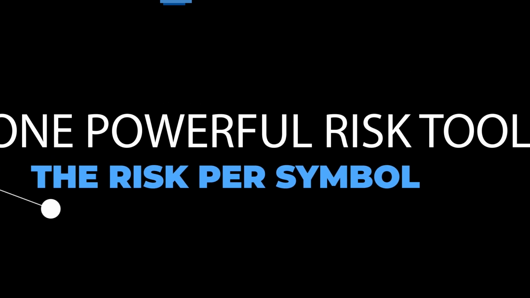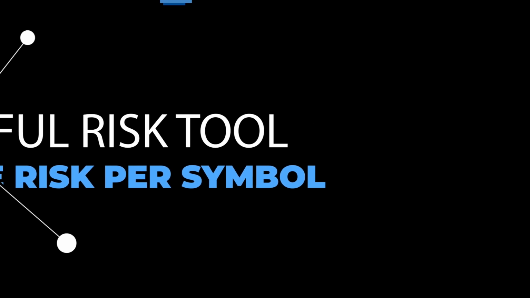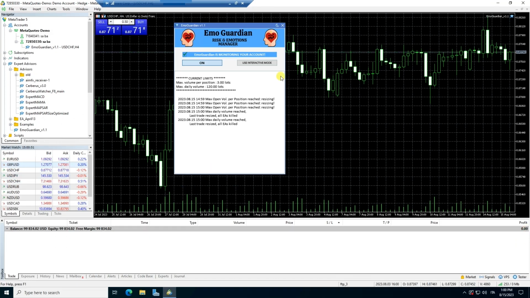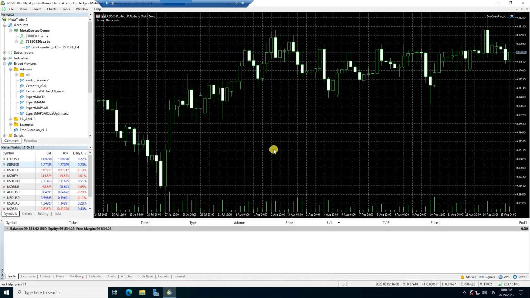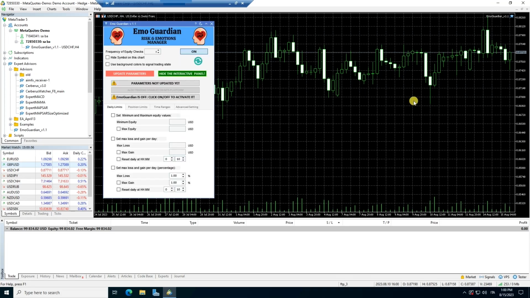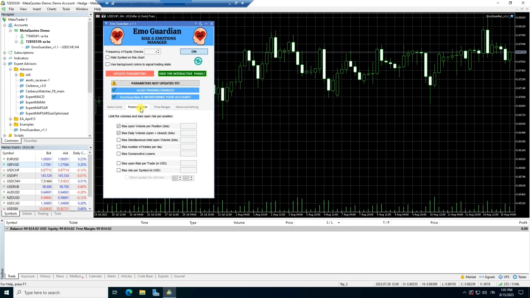And there is one very important option that I want to show in details, because I think it's really powerful concerning the position limits. So let's remove this. I want to show you this option, the maximum risk per symbol. Okay, let's see this one first.